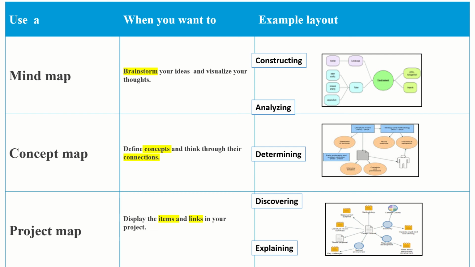We can actually use evidence to show the association and the connections between different objects in your project. So the maps, with the three different types, give us a kind of overview of our thoughts and also the project's affordances. In this video, I'm going to focus on the mind map.